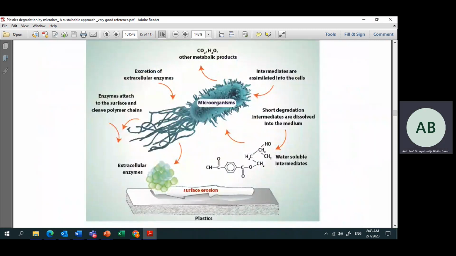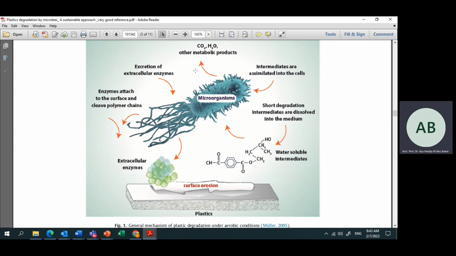Here, this is the bigger picture. The microbe attaches to the plastic, then degrades the hydrocarbons of the plastic into monomers, which are absorbed by the microbe and consumed as nutrient. They are released as CO2 and H2O and other metabolic products. The ATP.